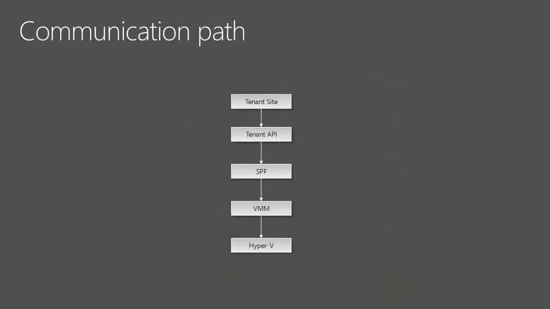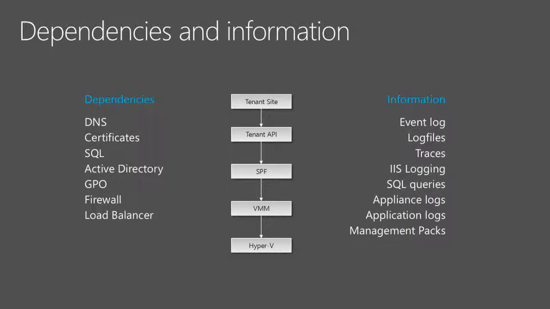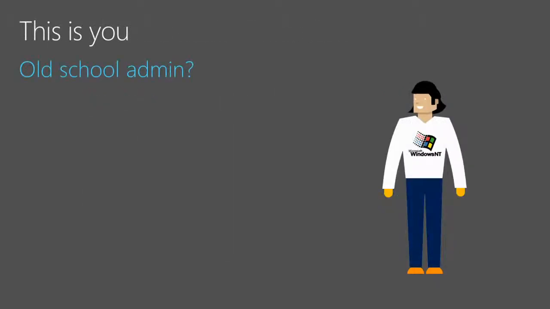Now, if we look at that same communication path, there are a lot of dependencies, and on the other hand, a lot of information that you can find. And the idea is that we'll drill down into each RP and look at what kind of information is relevant, what could you be looking at, and use it as a reference for troubleshooting.